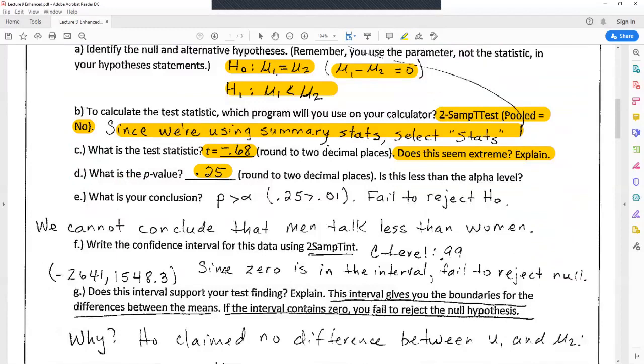So the answer to this would be no. And since the p-value is greater than the alpha level, we will fail to reject the null, which means we cannot conclude that men talk less than women.